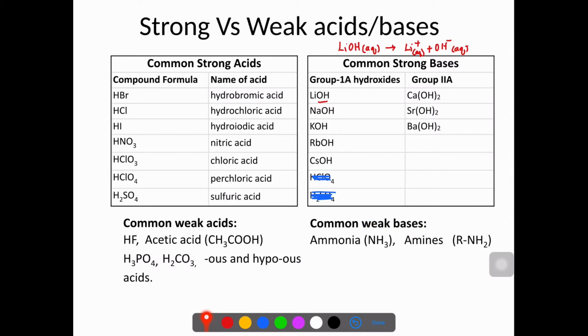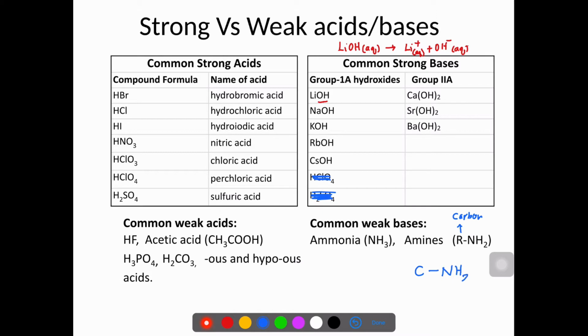Weak bases. Ammonia is a classic example of a weak base. The formula for ammonia is NH3, and ammonia is a component of household cleaning products. Other derivatives of ammonia, such as amines, are bases. The R here stands for any carbon group. For example, if you have methylamine, methyl means one carbon-containing group.